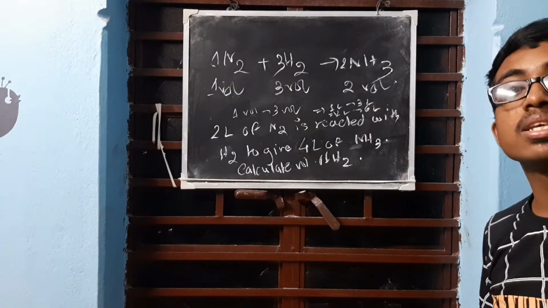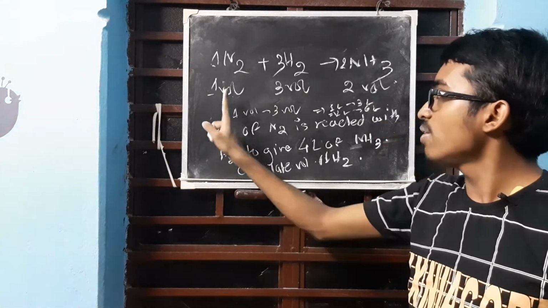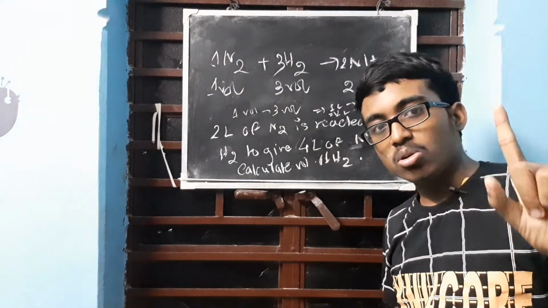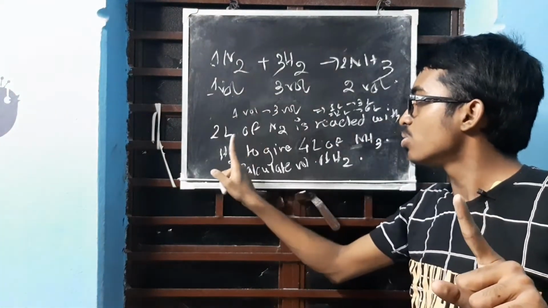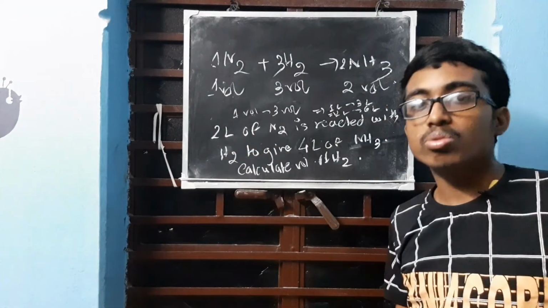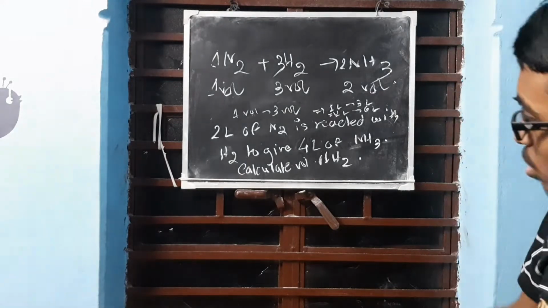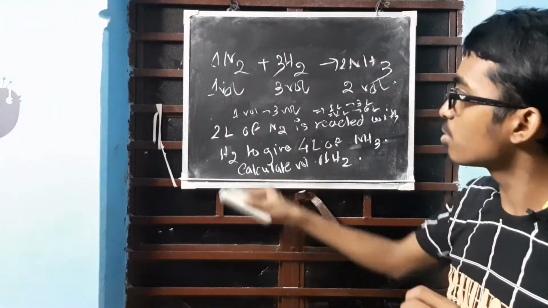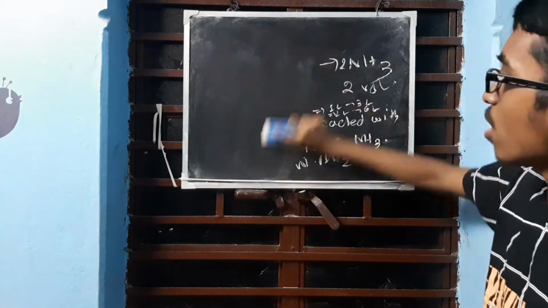What did we apply? We applied the basic unitary method. 1 volume can react with 3 volume. Here 2 volume has been given. So 2 volume can react with how much? 2 into 3, that is 6 volume, to give out 4 volume. Clear? So that is 4 liters. This type of questions will be asked from Gay-Lussac's law of combining volumes.